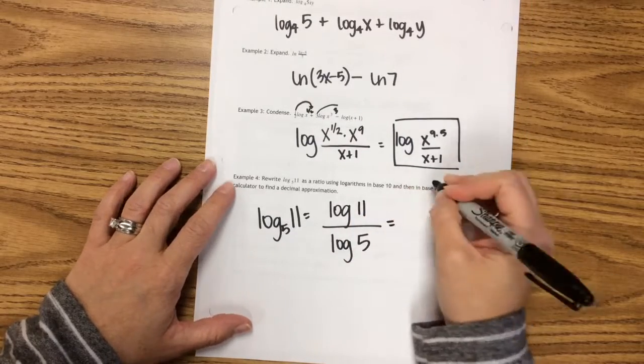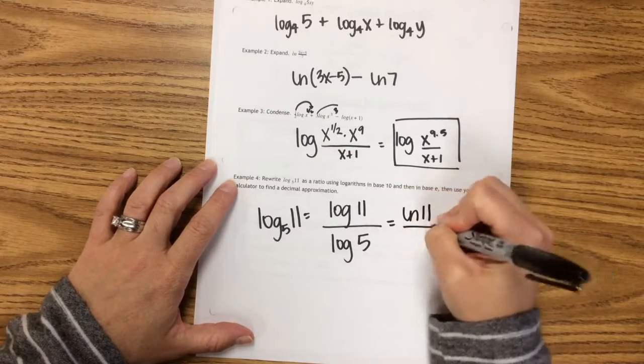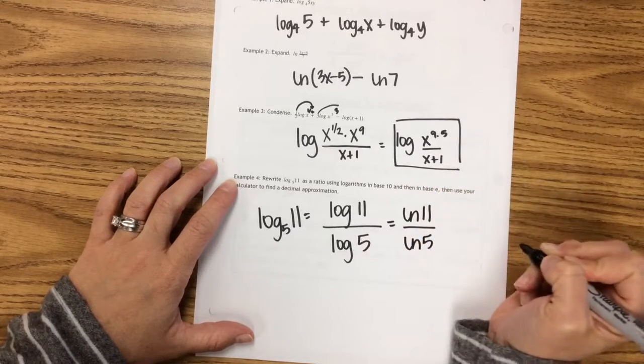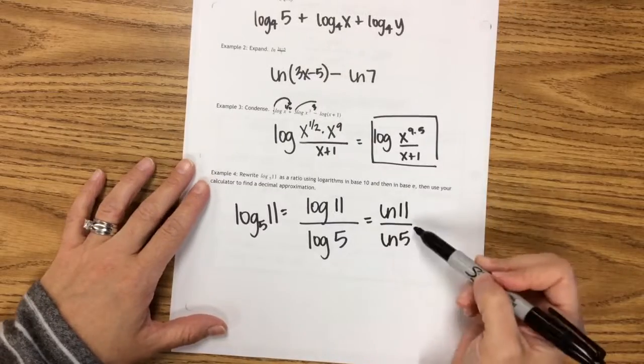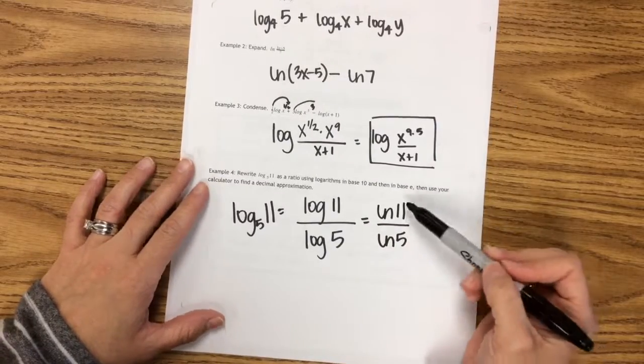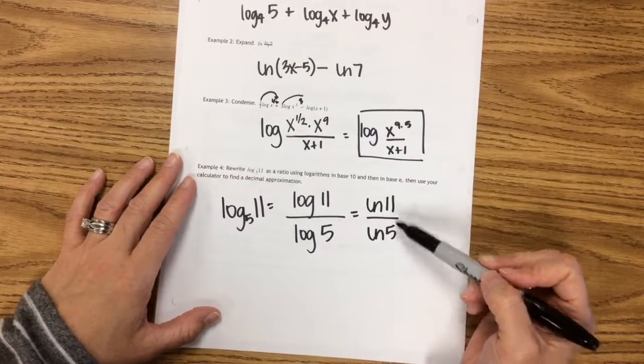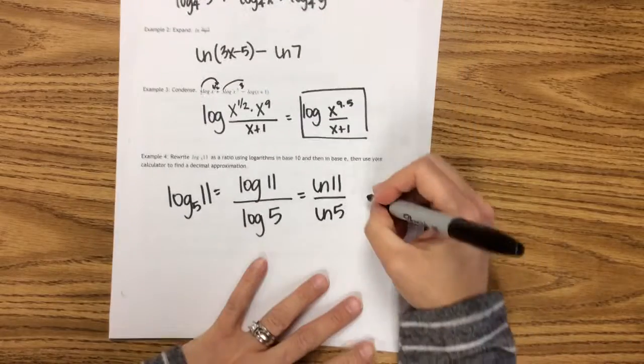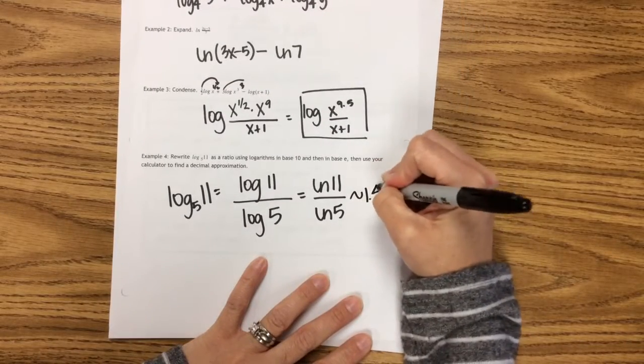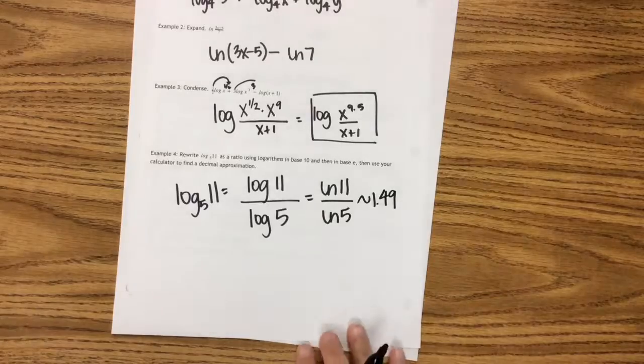You can also pick base e, which would be the natural log of 11 divided by the natural log of 5, either one. When you change it into a common logarithm or a natural logarithm, then you can type it in your calculator. I believe it's about 1.49 is the decimal approximation of that.